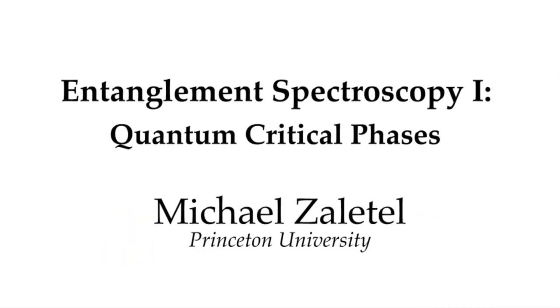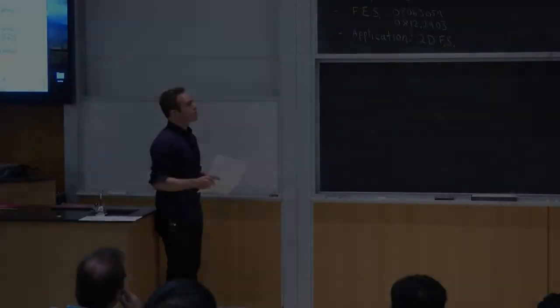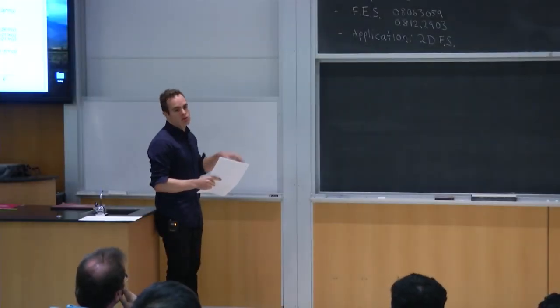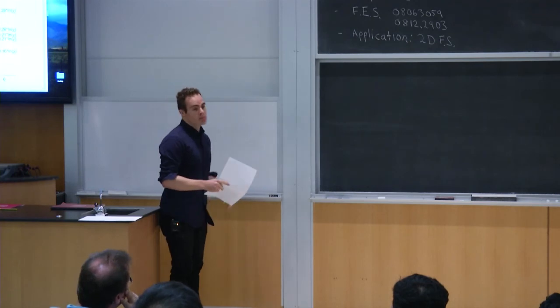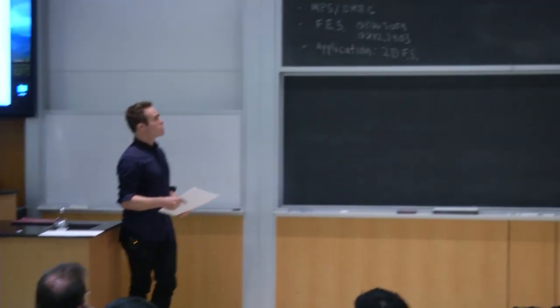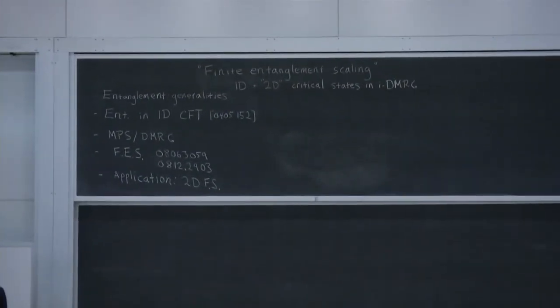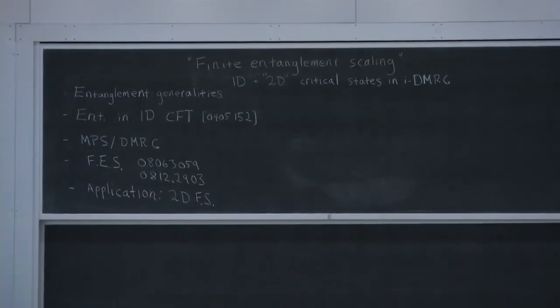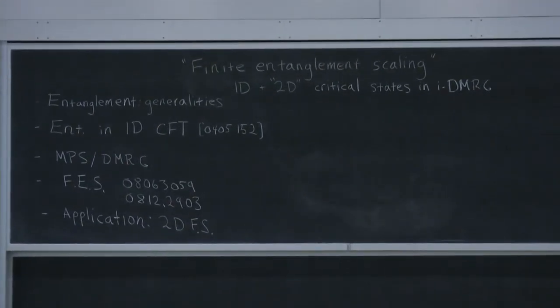At least my goal is to present a bunch of theoretical background for something called finite entanglement scaling, but ultimately the choice of what I'm going to present is motivated by numerical considerations, and roughly the question is, if you want to extract properties of conformal field theory, either in 1D or maybe 2D, how would you do it using the density matrix renormalization group?